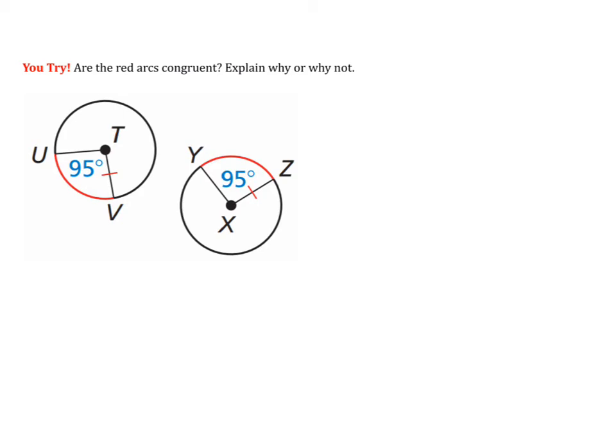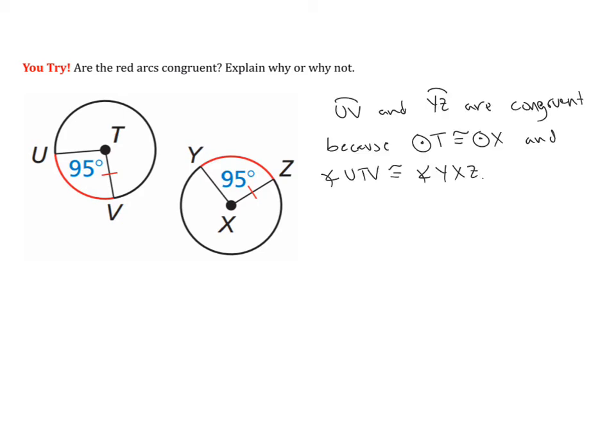All right, go ahead and pause the video here and see if you can give this one a try on your own. All right, so go ahead and double check over your reasoning. Now, again, the first thing I need to look at is to determine whether or not my two circles are congruent. And yes, in fact, they are, because the radius is marked on both circles as having the same length. So that satisfies the first condition. That tells me that both of my circles, T and X, are congruent.